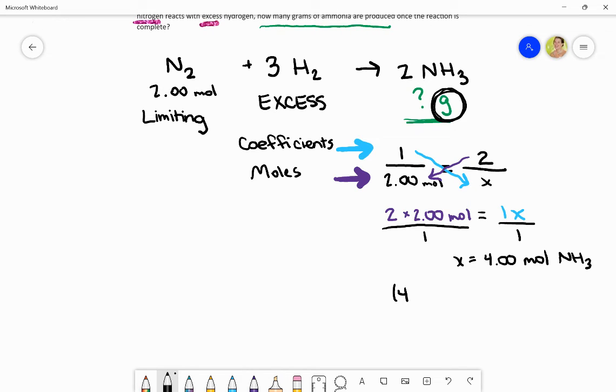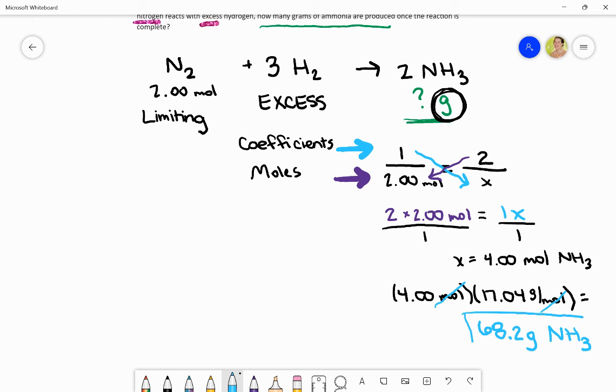If I want to go from moles of a substance to grams of a substance, I have to multiply by its molar mass. So chances are you will have to calculate molar masses for the substances that are in your chemical equations. So if I take 4 times 17.04, moles cancel out. All I am left with is an answer of 68.2 grams. If you want to be really thorough, you can designate these as grams of ammonia.